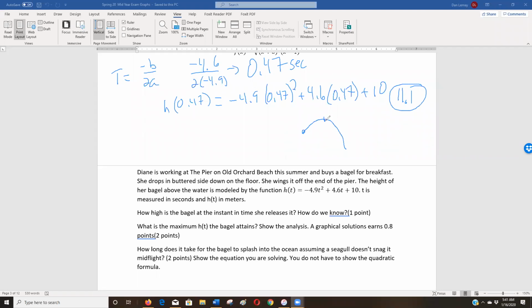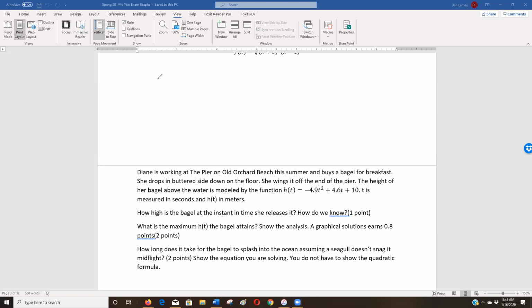And then how long does it take the bagel to splash down in the ocean? Well, let's see. Let's clear my writing here. What I'm doing is I'm solving this equation, the h of t. I'm looking for where that is equal to 0. So where does 0 equal negative 4.9 t squared plus 4.6 t plus 10.